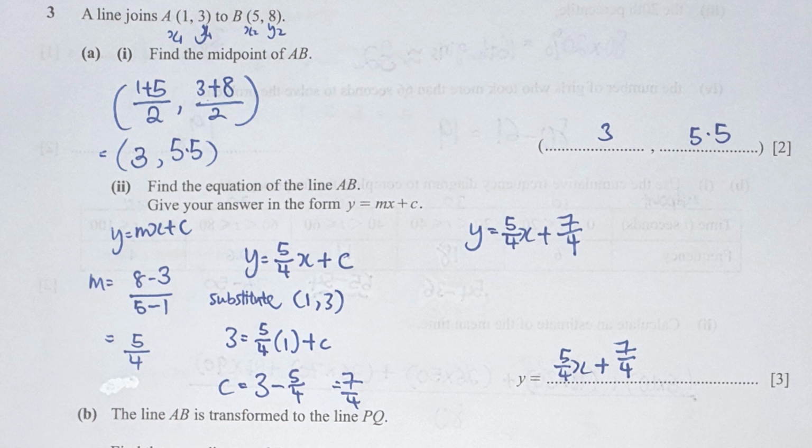So now you have the equation y equals 5/4x plus c. Then I substituted one of the points. In my case, I selected point A. After the calculation, I get my c's final result as 7/4. Hence, the equation will be y equals 5/4x plus 7/4.